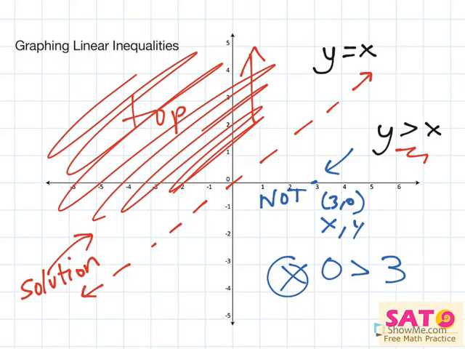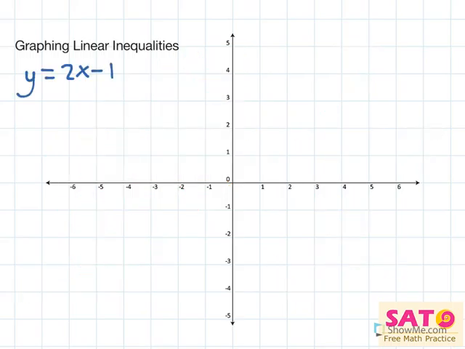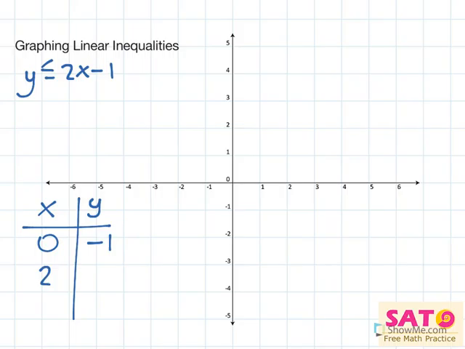Alright, so let's try another one. Let's try out y equals 2x minus 1. Let's say y is less than 2x minus 1. So, what we need to do is plug in some points. Let's have a little table here. So let's say x is 0. So if x is 0, y is negative 1. Remember, this is just like an equation. So let's say x is 2, y is 3, x is negative 1, y is negative 3. Let's plot those points and do a little graph, and it should look like that.